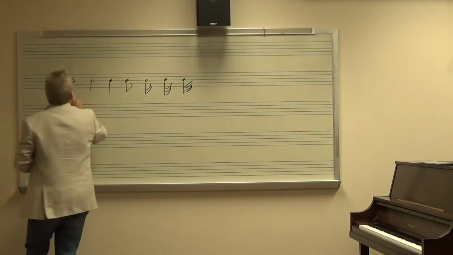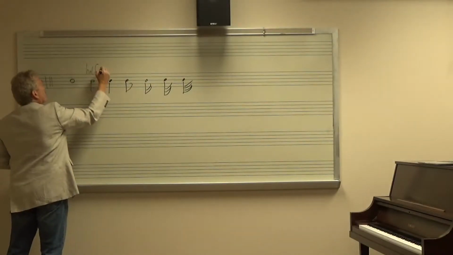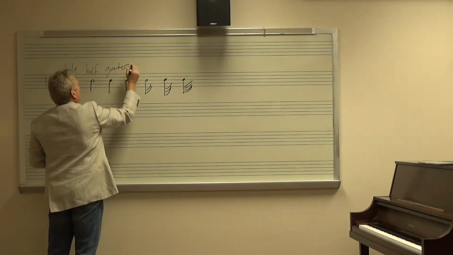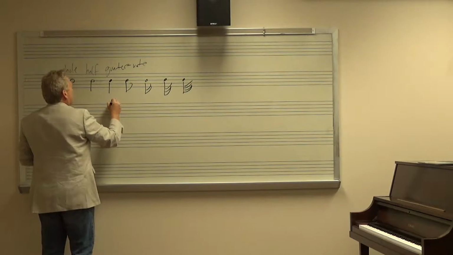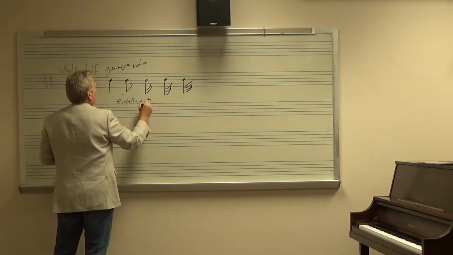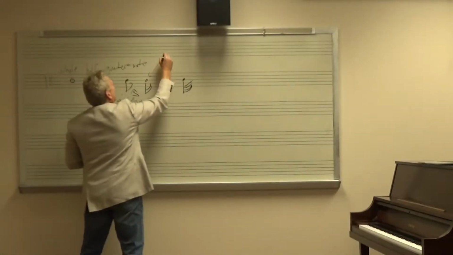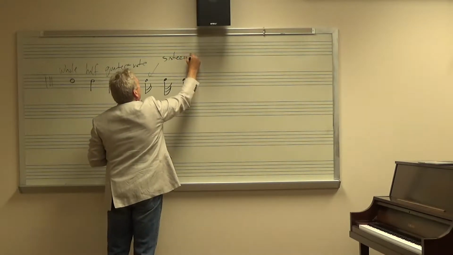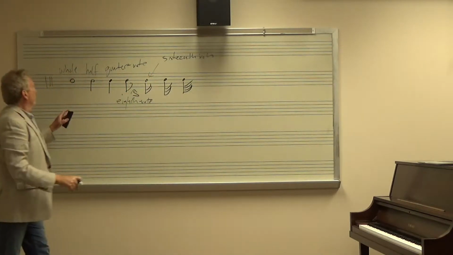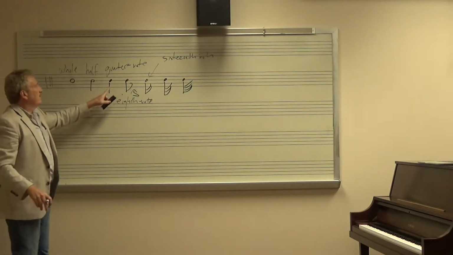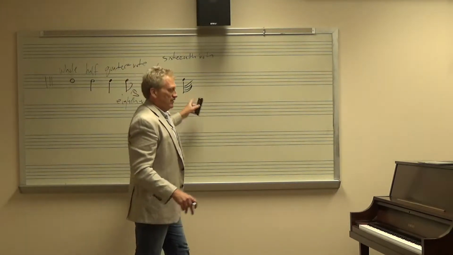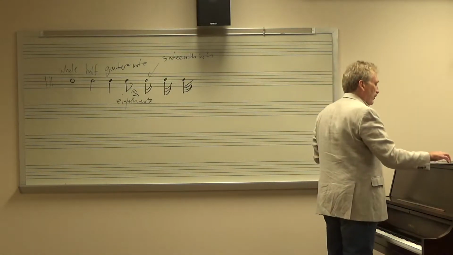So first whole note, then half note. This is referred to as a quarter note. Quarter note is common. This would be an eighth note. This would be a 16th note. This would be a 32nd note and a 64th note. Once again, whole, half, quarter, 8th, 16th, 32nd, 64th. And those are our values, rhythmic duration values.